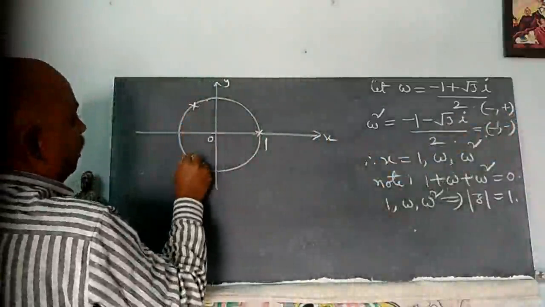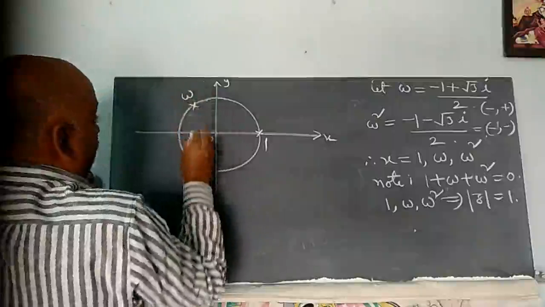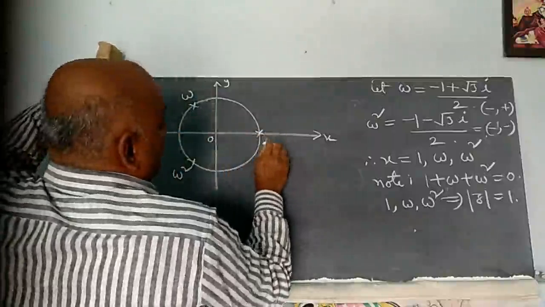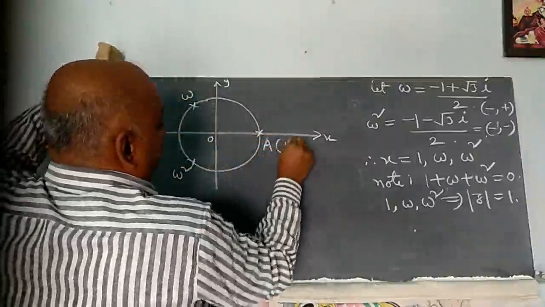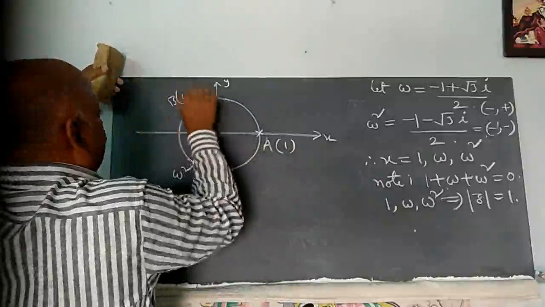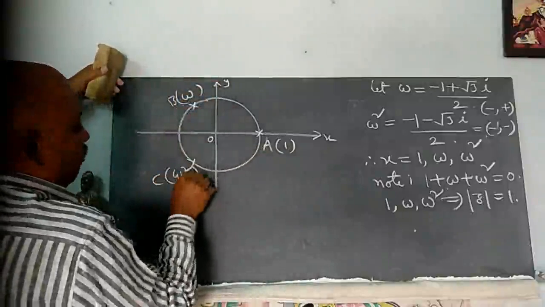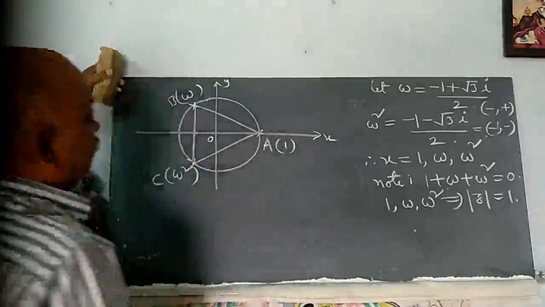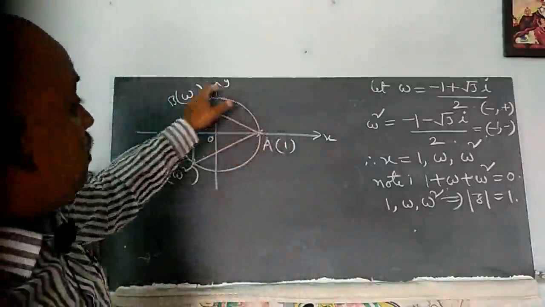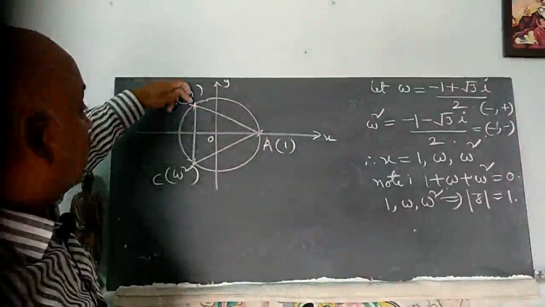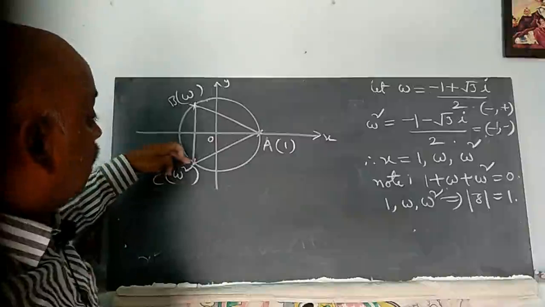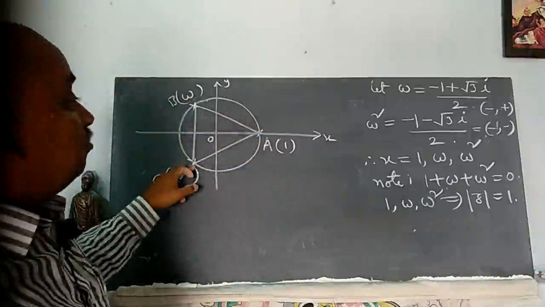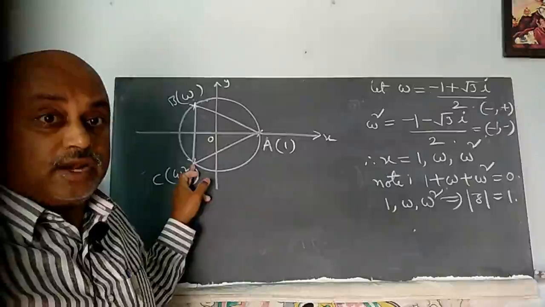So this is 1, this is omega, and this is omega square, and this is A for 1, B for omega, and C for omega square. So the arc AB is equal to the arc BC is equal to the arc CA. Again, triangle ABC forms an equilateral triangle.